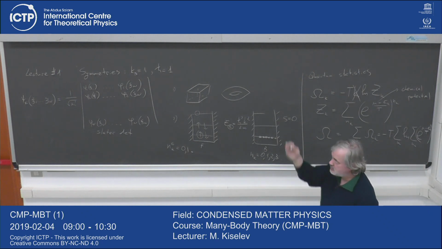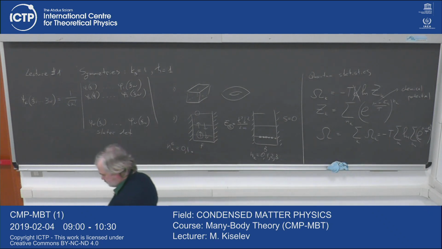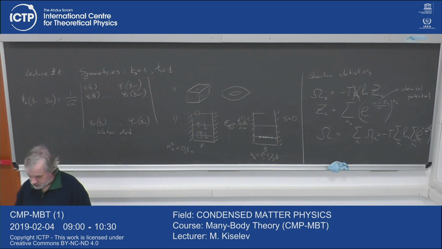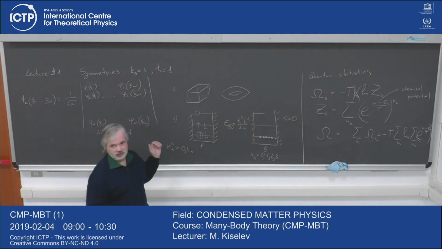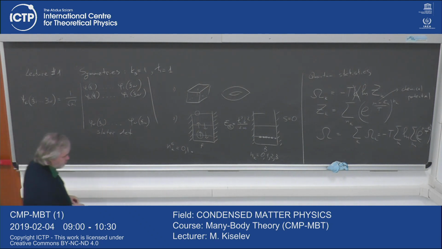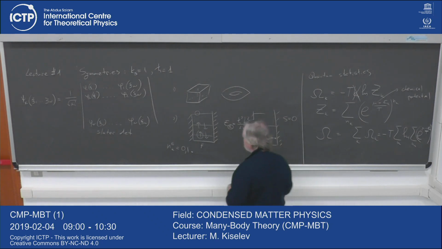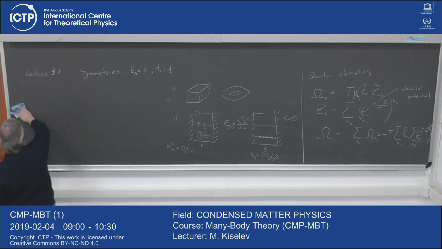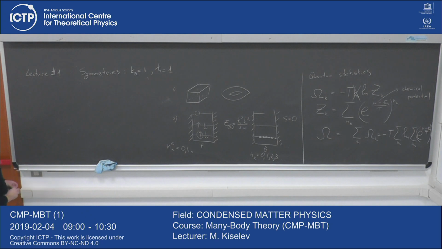And in the last 20 or so minutes, based on the fact that the occupation number for bosons can be arbitrary, and for fermions it takes value 0 and 1, I will compute the thermodynamic potential, and I will derive the distribution function for non-interacting fermions and bosons. Okay? So let's start with bosons.